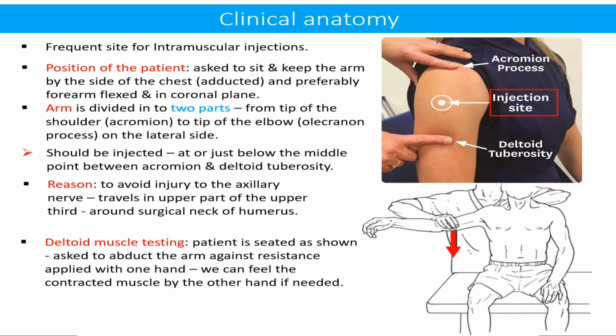For testing of the deltoid, patient is seated as shown in the diagram and is asked to abduct the arm against resistance, which is applied with one hand. We can feel the contracted muscle with the other hand if needed.